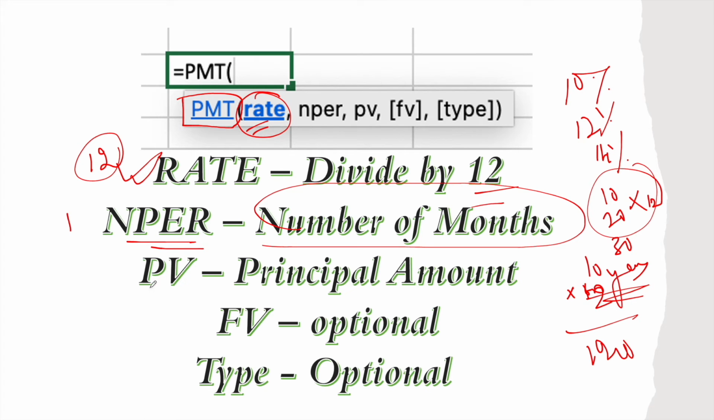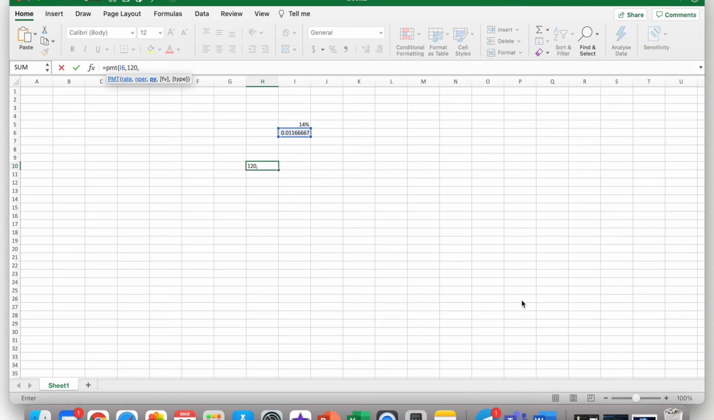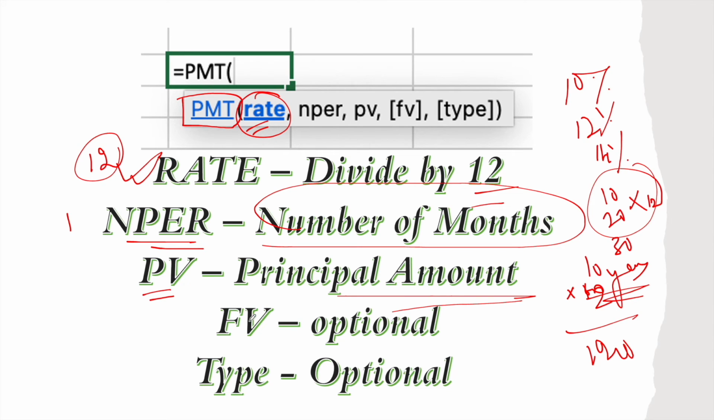Next value is PV. So PV is your principal amount. Now principal amount is the amount that you have actually taken as loan. So there is no calculation needed, you just simply enter your principal. Suppose the principal amount that you have taken is 1 lakh rupees. Okay, so we'll just put 1 lakh rupees. Done. Now next is FV and type.